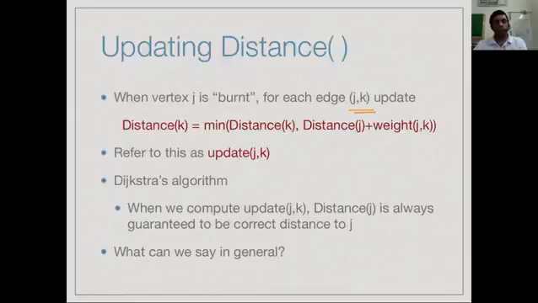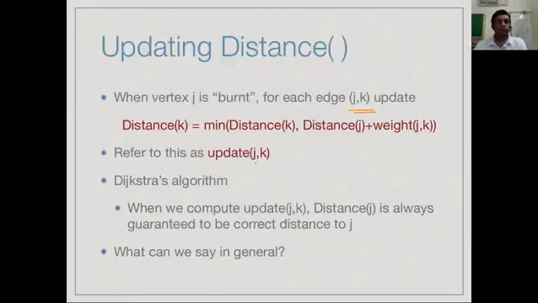So let's call this operation an update, right? Updating k from j. In Dijkstra's algorithm, we only do this update when we burn j. The correctness of Dijkstra's algorithm says that when we burn j, the distance to j is the correct distance to j. What we have seen is that in the negative edge weight case, if we use the strategy of Dijkstra's algorithm, this may not be the case.